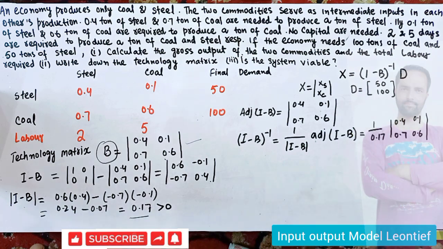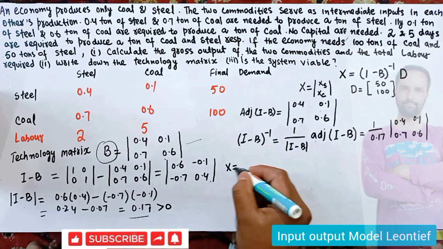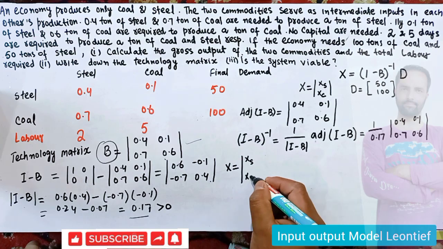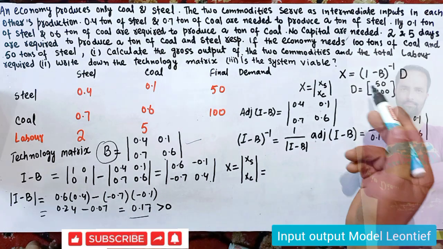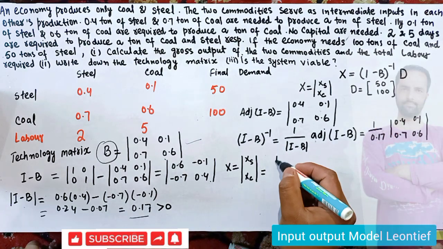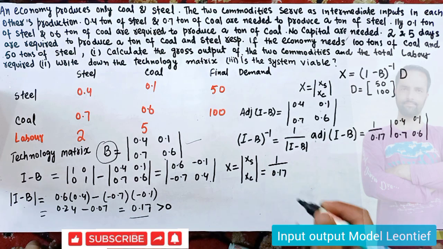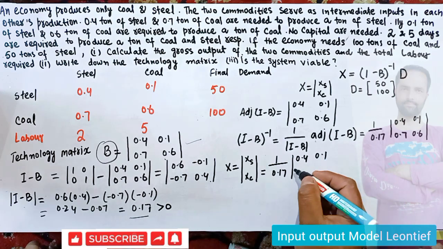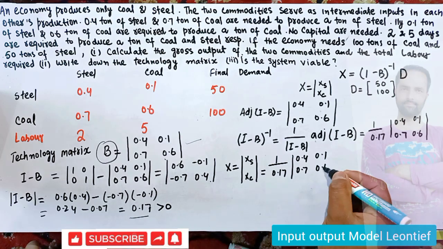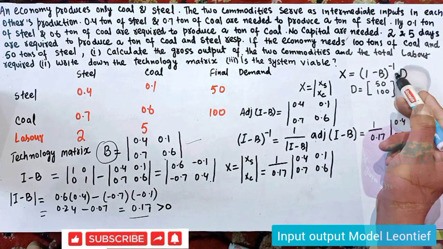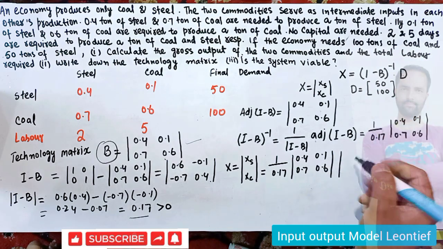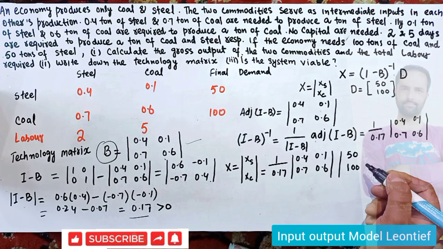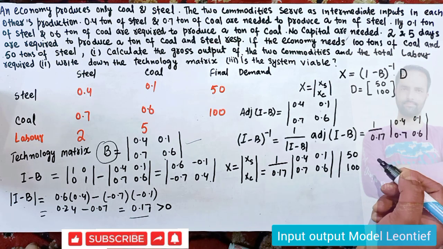Now what is x? Now x, that is xs and xc, will be equal to I minus B inverse. I minus B inverse is equal to 1 upon 0.17, then we have 0.4, 0.1, 0.7, 0.6. And to this we multiply D. What is our final demand? That is 50 and 100. Very simple thing.